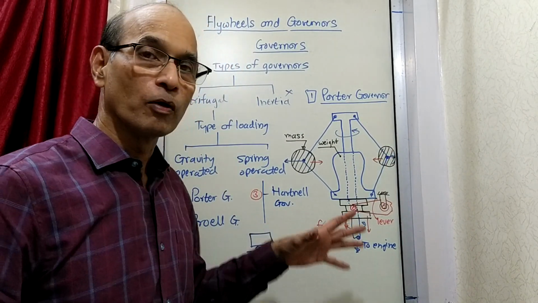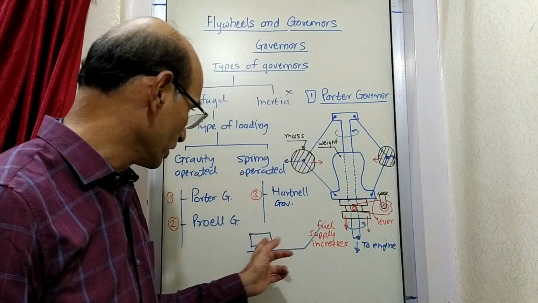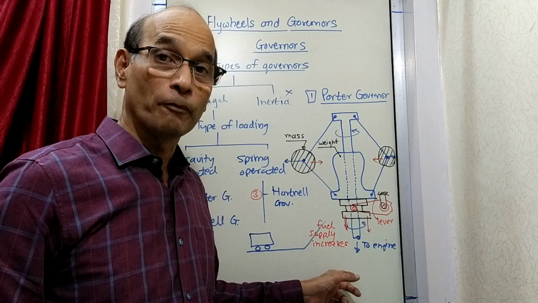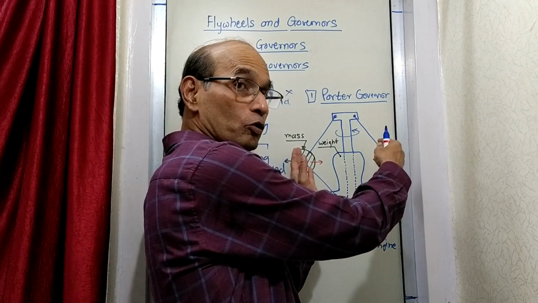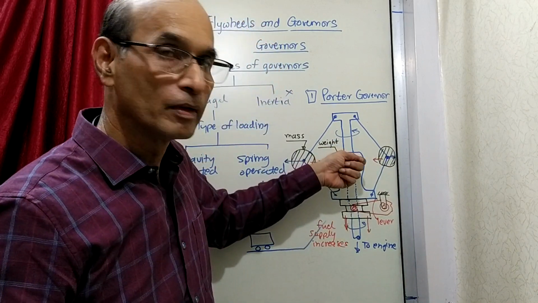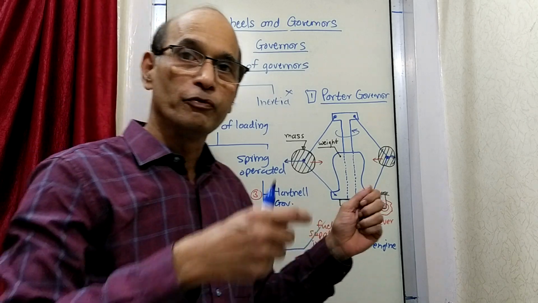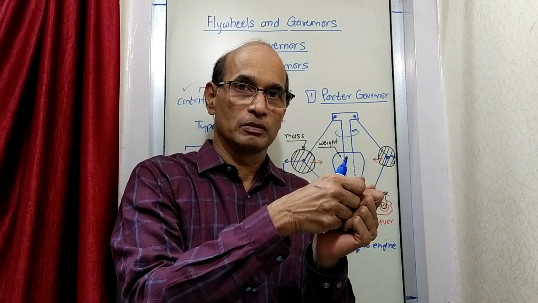Because of the slope, first thing is the vehicle will start going down very fast compared to what it was doing here. First thing is it will go down fast, so that the masses will now try to move more away from each other, so that this lever will go up, and finally because of the upward movement of the lever, the fuel supply will be reduced.